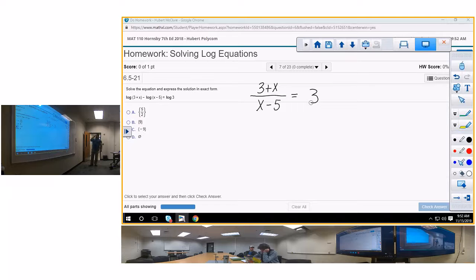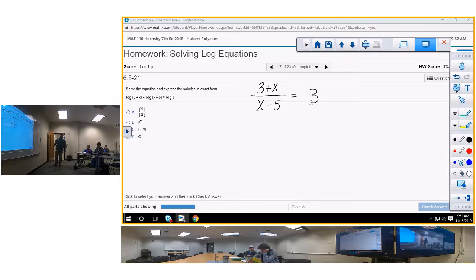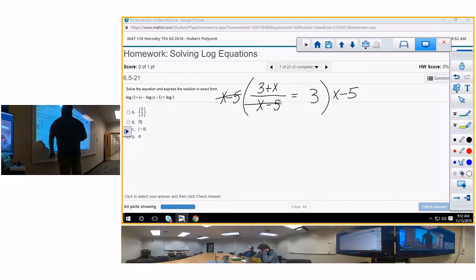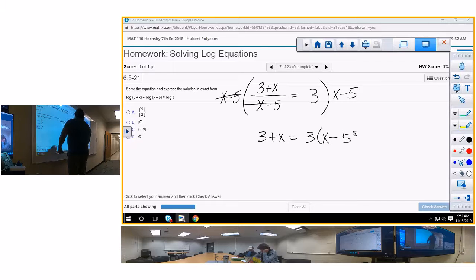I don't think it's going to work. It may. No, it's not going to be a quadratic. I thought it was going to be a quadratic. So what do you multiply both sides by? X minus 5 and x minus 5. And you cancel out the x minus 5s, and that leaves you with 3 plus x is equal to 3 times x minus 5. X plus 3 is equal to 3x minus 15. Bring the x over here. Bring the 15 over here.